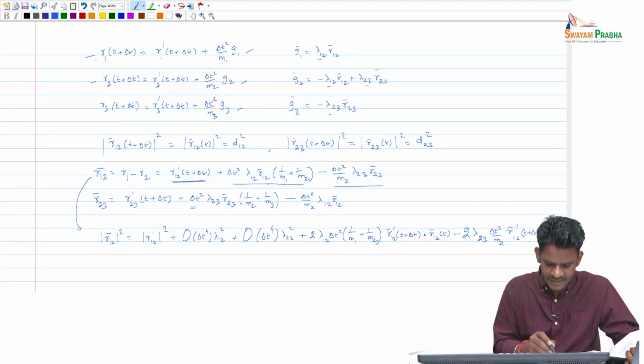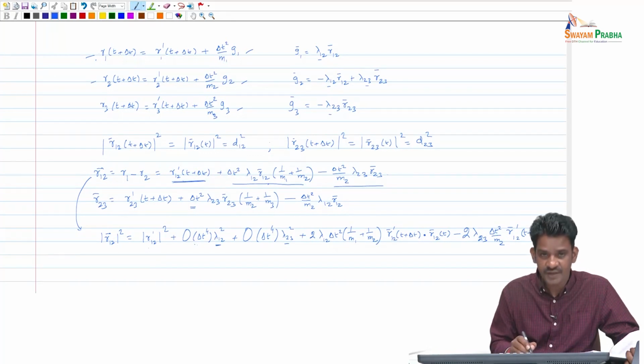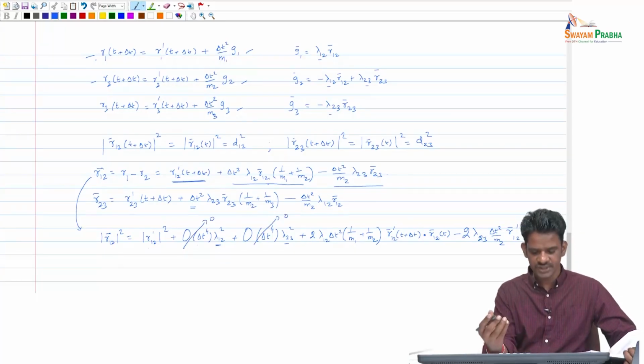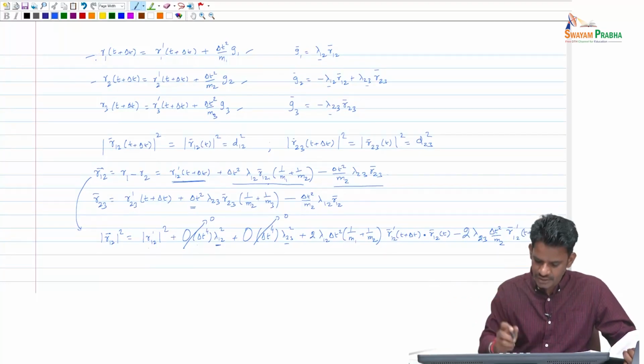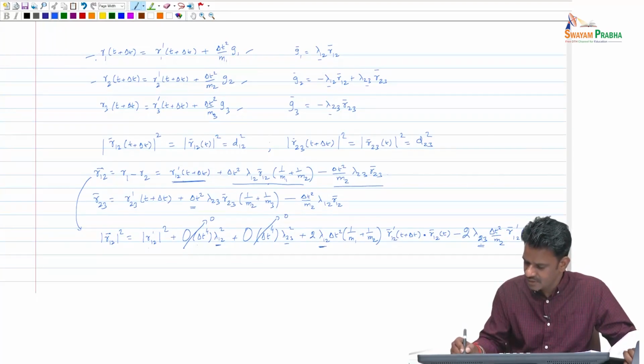So, what I have done here is I am taking the square of the magnitude of this particular function, and you will get the square of the 3 terms. The first term remains, the second and third terms will give a quadratic function of lambdas, but they will have a prefactor of delta t to the power 4, and then you can actually ignore this, because if you remember, even in the Verlet algorithm, for positions we ignore delta t to the power 4 terms, higher order terms, anyway. So, if you do that, then we have only linear terms in these undetermined coefficients lambda 12 and lambda 23.